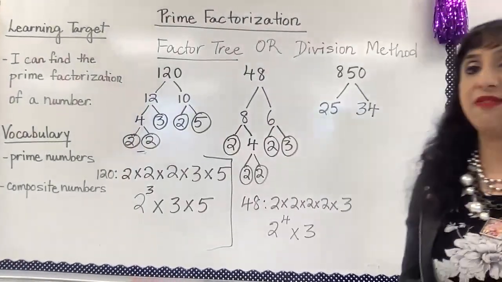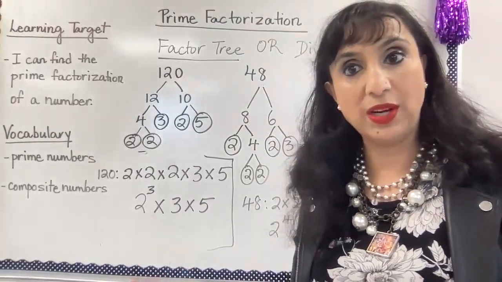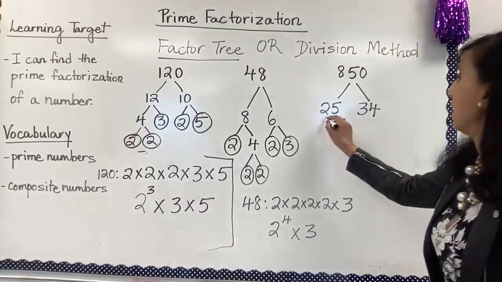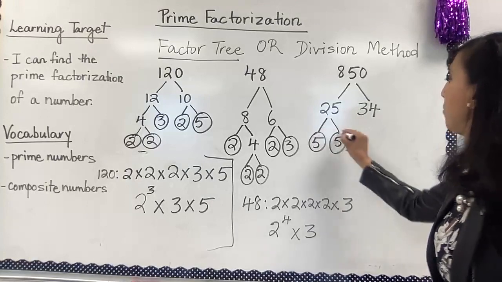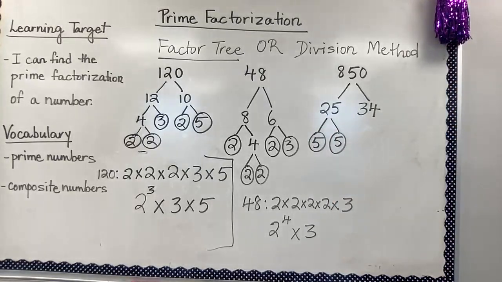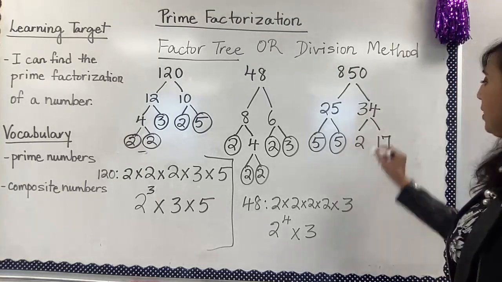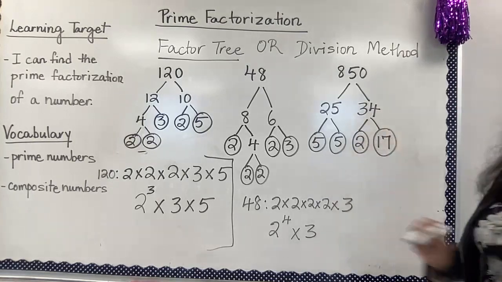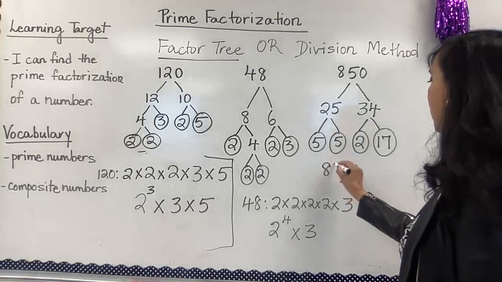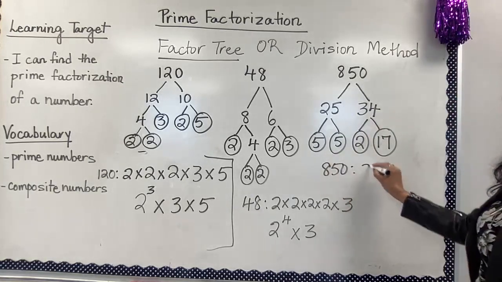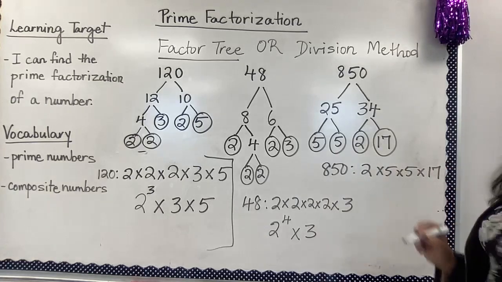Okay, so I can see 25. It's not just 1 times 25. I can also get 5 times 5, which is 25. Okay, so this is a composite number, and I'm going to break it down, and I get 5 and 5. So I know that 5 is prime and 5 is prime. And for 34, I can get 2 times 17. 2 is prime. I also know that 17 is prime. Okay, so for the prime factorization of 850, I would get 2 times 5 times 5 times 17.